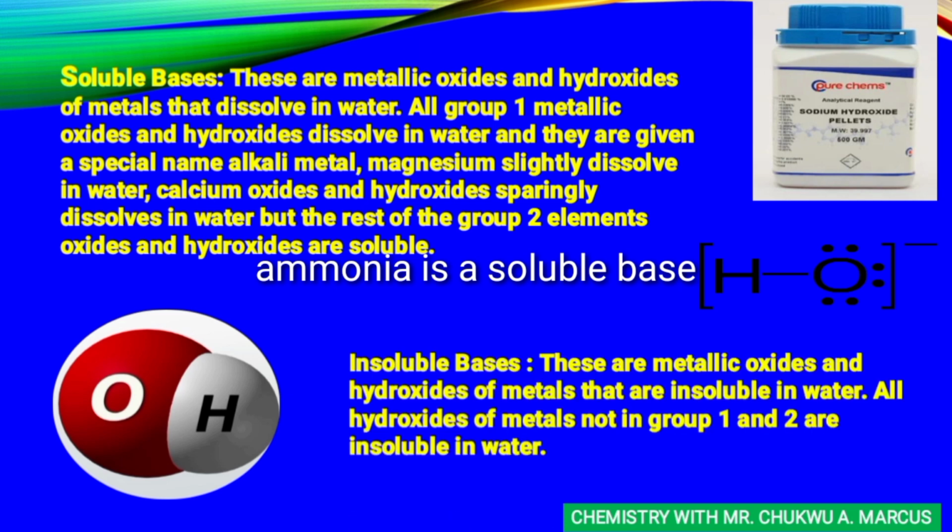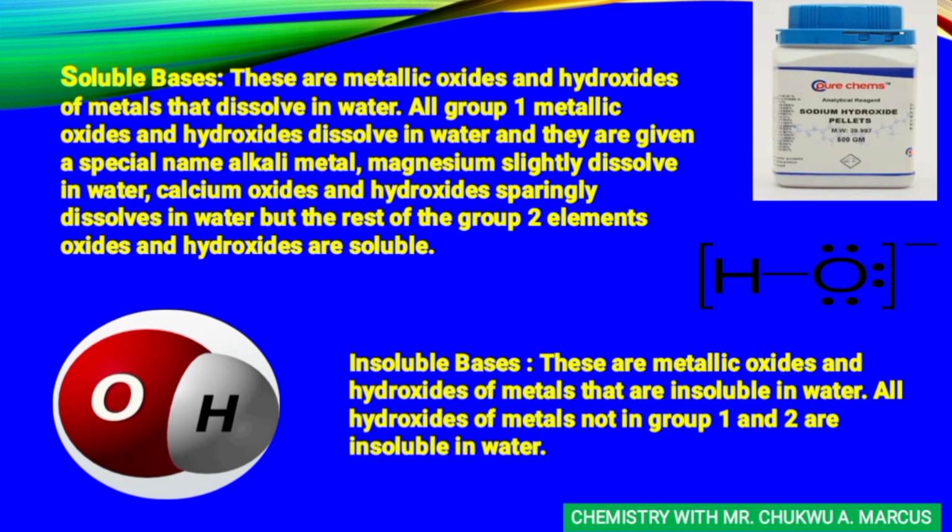Insoluble bases are metallic oxides and hydroxides of metals that are insoluble in water. So if you have listened to my discussion on soluble bases, anyone that I did not mention up there is supposed to fall into insoluble bases. So we can have something like iron 2 oxide, iron 2 hydroxide, aluminum oxide, aluminum hydroxide. We can even go further to call something like magnesium oxide, copper oxide or copper hydroxide. They are all insoluble in water. So they are insoluble bases. They will still act like a base, but they will not be soluble in water.